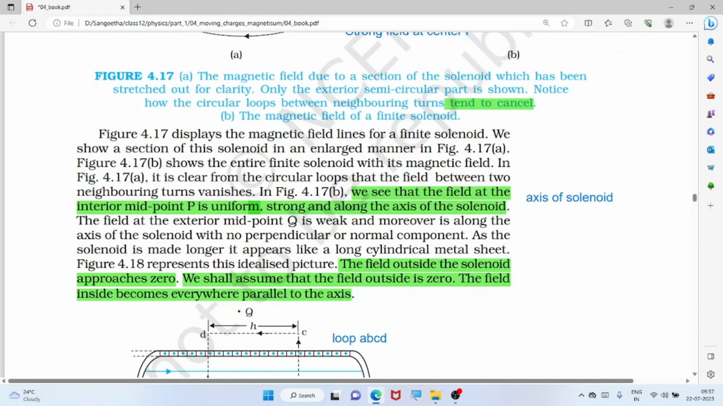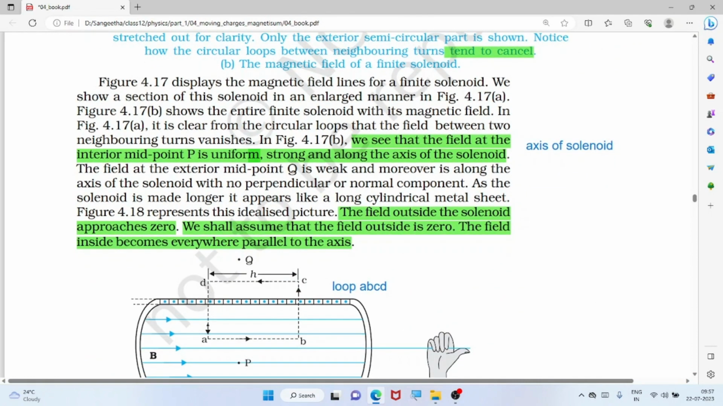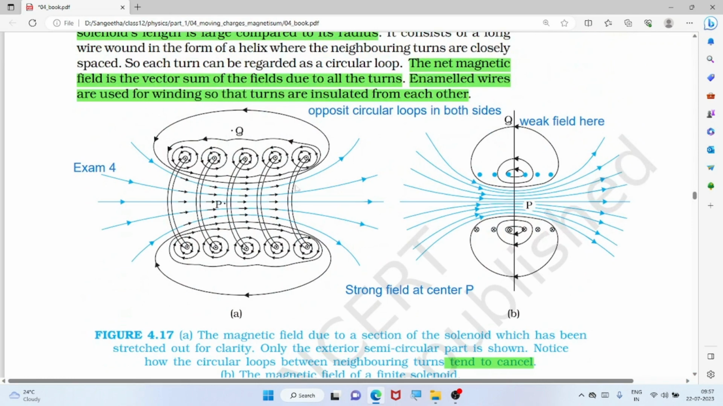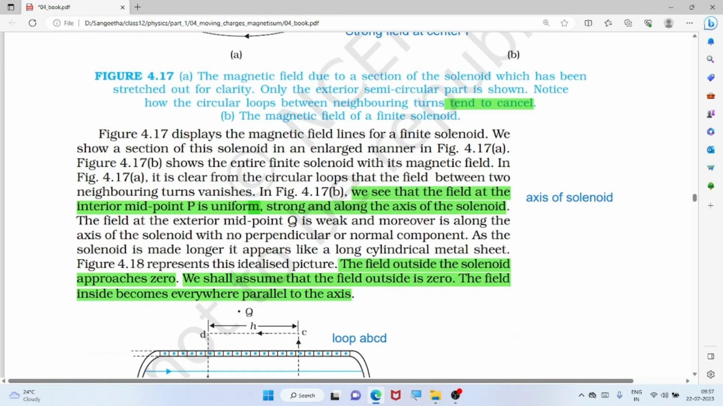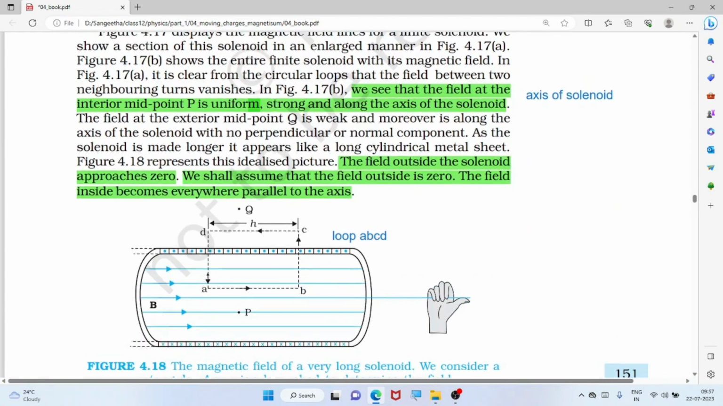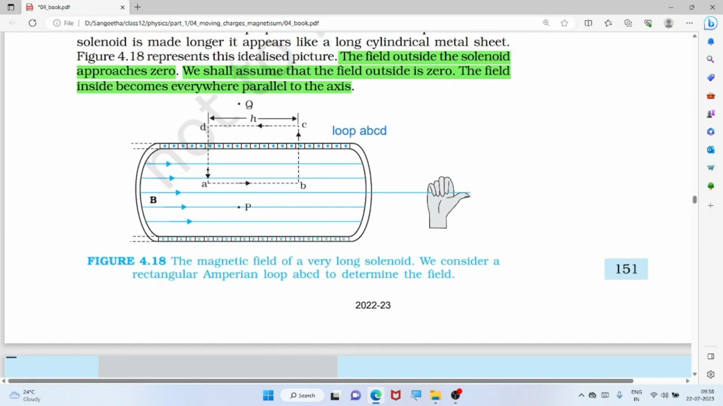We see that the field at the interior midpoint P is uniform and strong along the axis of the solenoid. So the field is along the axis of the solenoid. The field outside approaches 0, so we shall assume that the field outside is 0. The field inside becomes everywhere parallel to the axis.